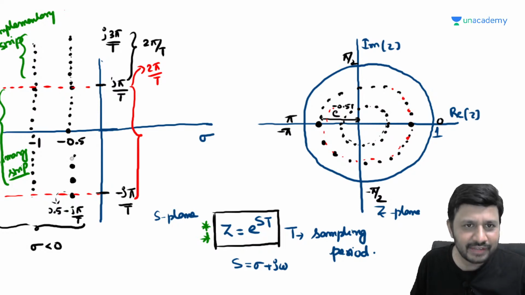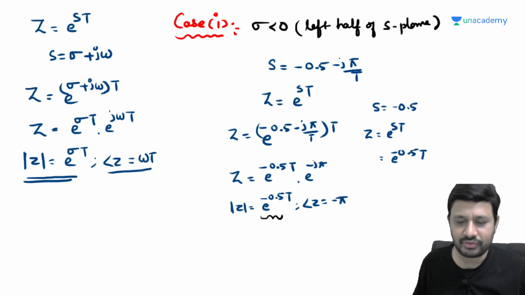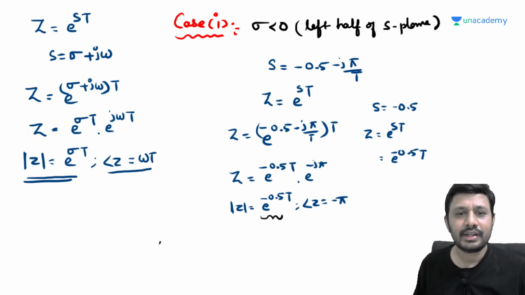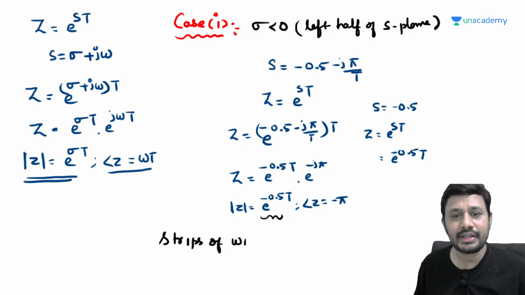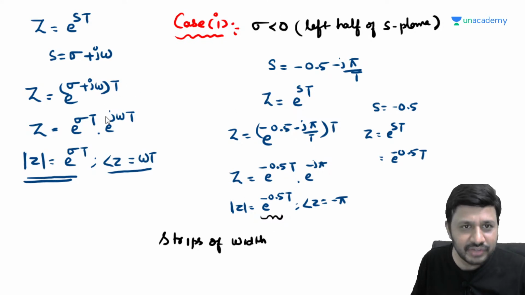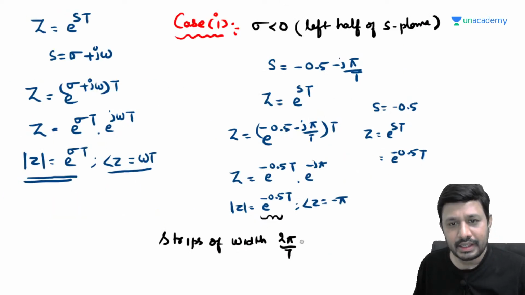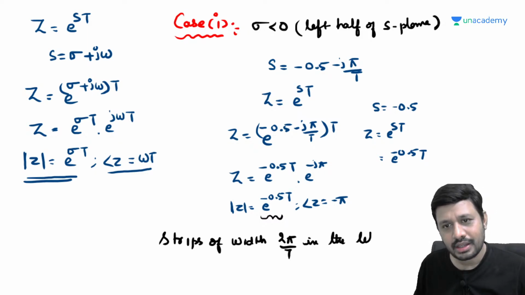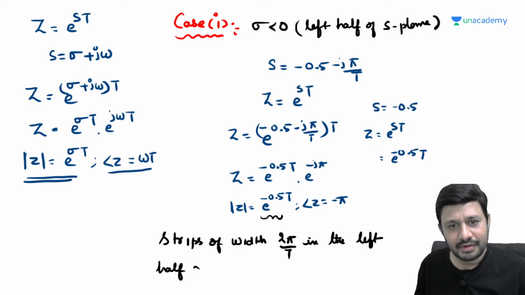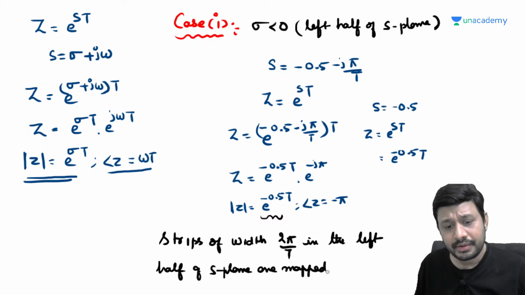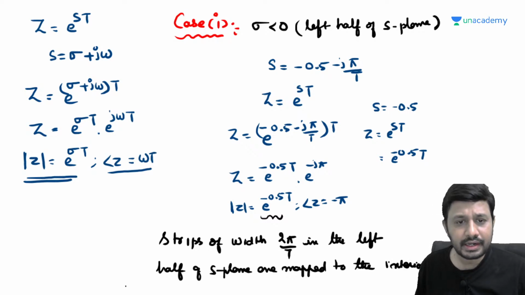Now you have observed one case, no? Now what am I going to write here? Case 1, I am going to make one statement here. Case 1: sigma less than 0, strips of width, look at strips of width. What is the width of the strip we took? Primary strip, what is the width? 2 pi by T. Strips of width 2 pi by T in the left half of S plane are mapped, where are they mapped? To the interior of the unit circle.